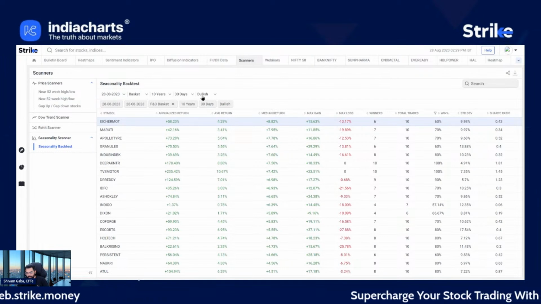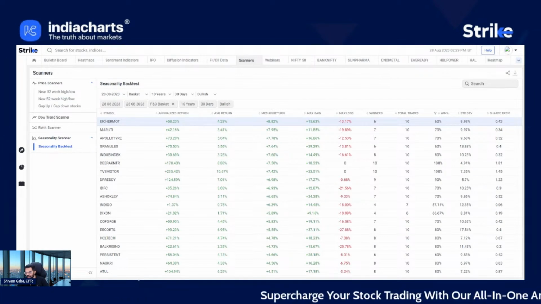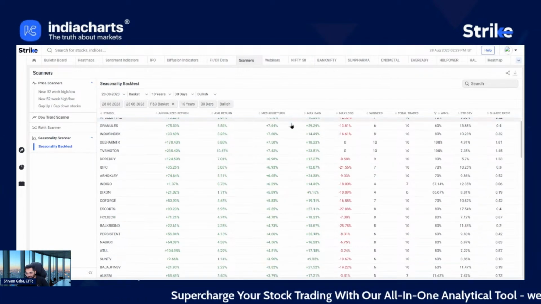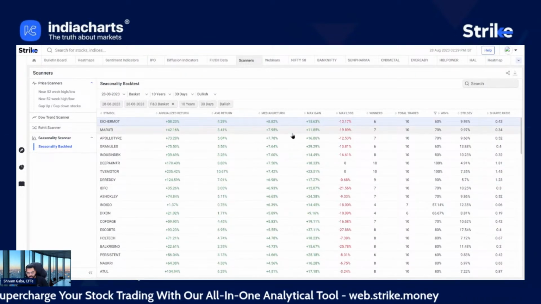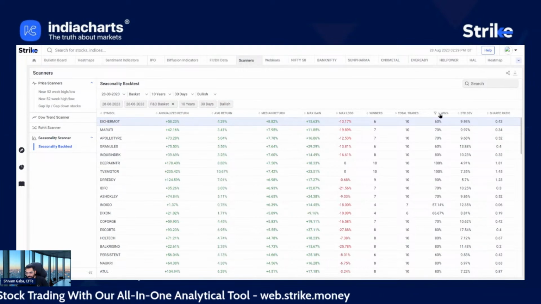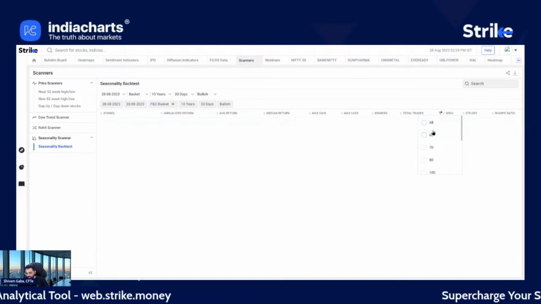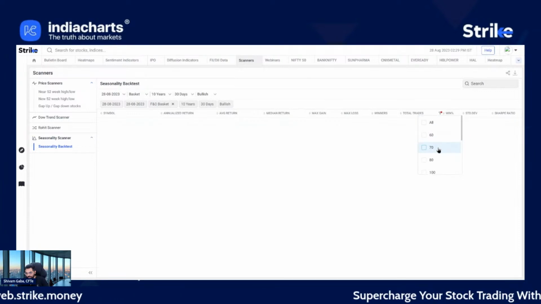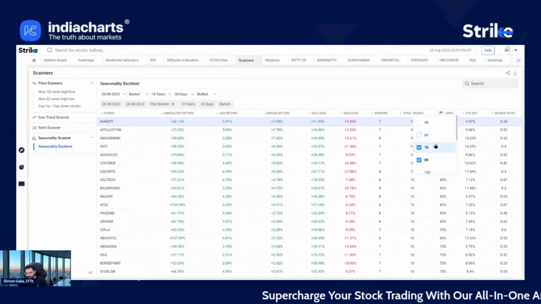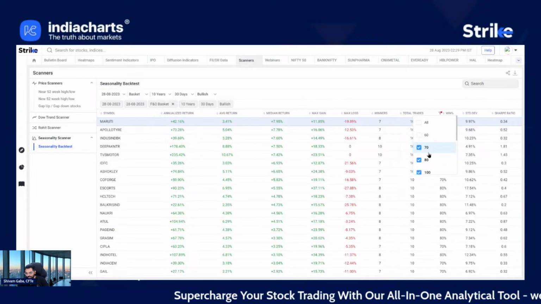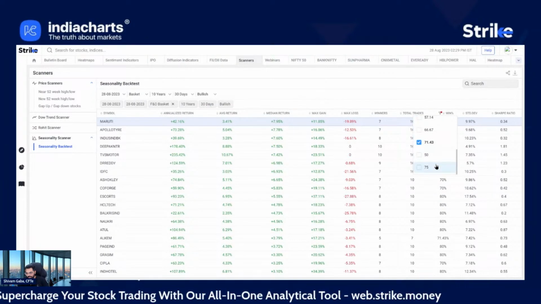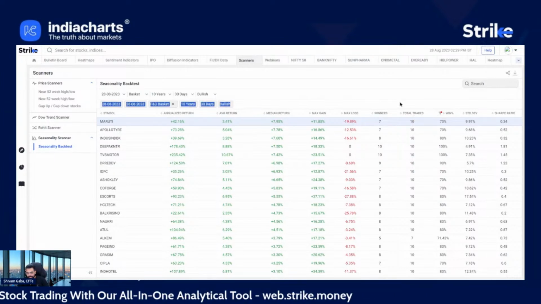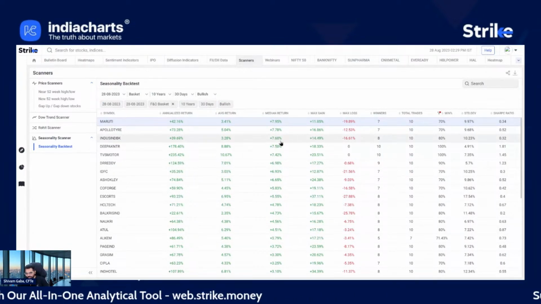So I've selected bullish. So only the stocks which have had bullish, that is positive returns during this period, will be popping up. Negative ones you won't be seeing. So if we are to filter the win percentage, let's say I want to see stocks only with 70 or more win percentage. So I'm selecting 70, 80, 100, 90, all the numbers greater than 70. So right now I've selected all numbers greater than 70.